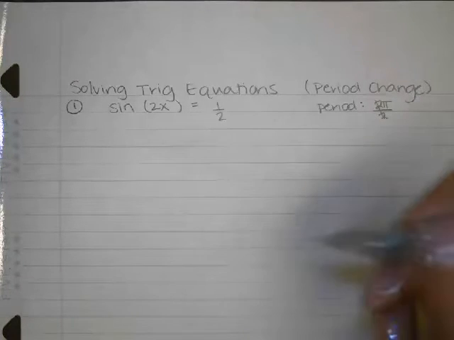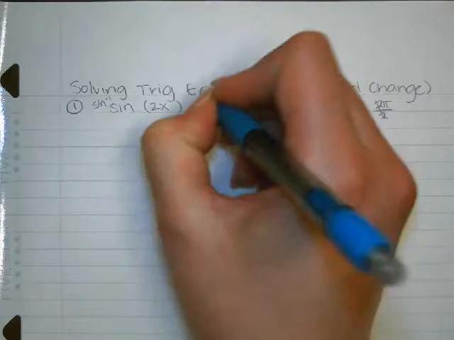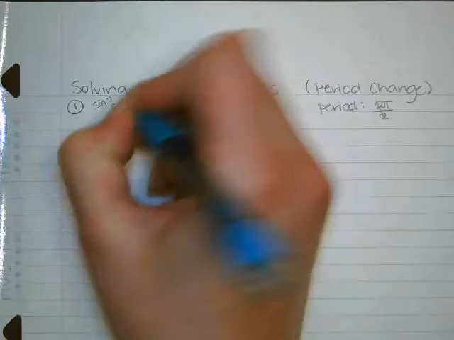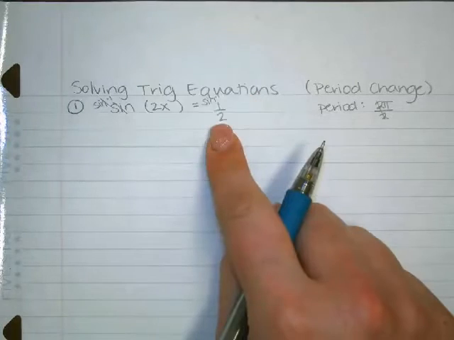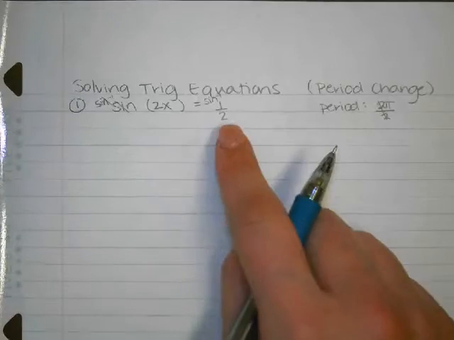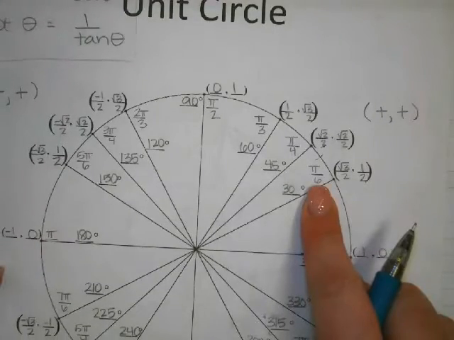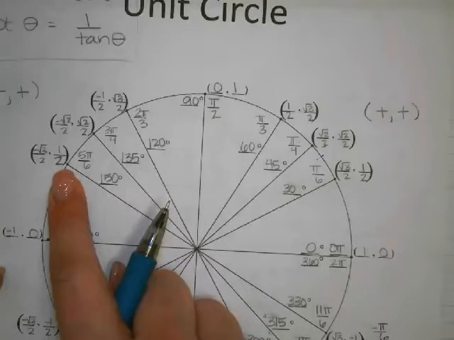All right, so I'm going to start off the same way I normally would, where I'm going to do sine inverse on each side to get rid of the sine, and I'm going to look at my unit circle to see where I have a positive 1/2 as the y coordinate, and that happens in two places. It happens at pi/6, and it happens at 5 pi/6.